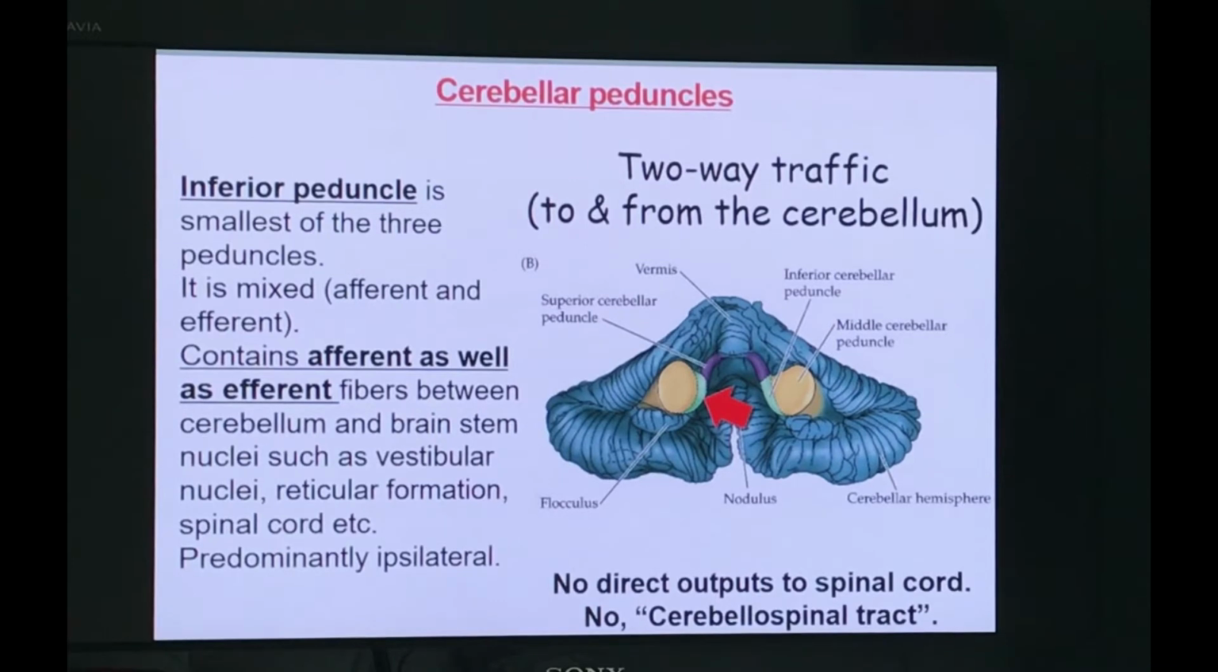As I mentioned, the cerebellum controls the same side of the body. Each cerebellar hemisphere controls the same side of the body. So there are no direct outputs to the spinal cord. So there is no cerebellospinal tract.